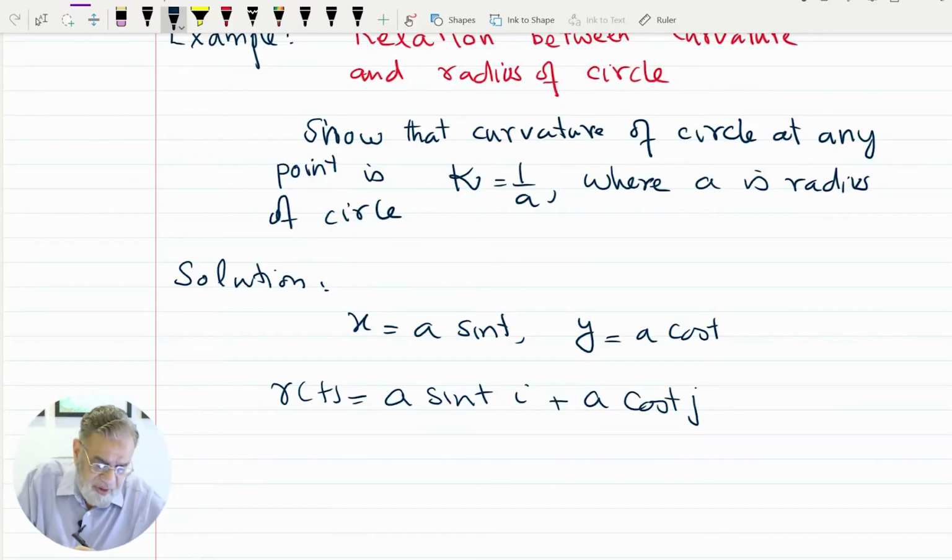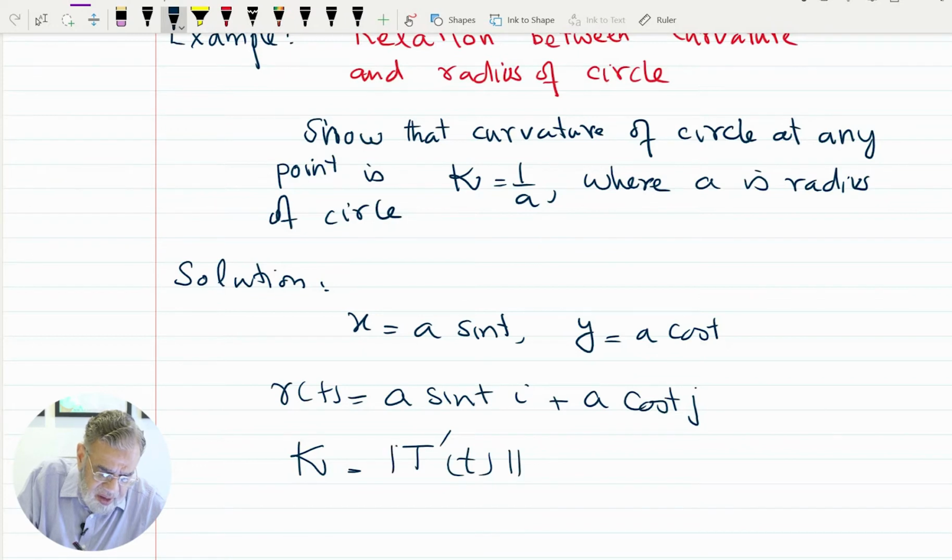Now to find the curvature, we need the tangent to the curve, that's the unit tangent vector. The unit tangent vector we can find from the velocity. Velocity is r dash of t. We take the magnitude of the velocity, and then we divide the velocity vector by its magnitude, and we get the unit tangent vector. So our formula for curvature is equal to T dash of t, that is the derivative of the unit tangent vector, divided by the magnitude of r dash of t, that's our velocity vector.